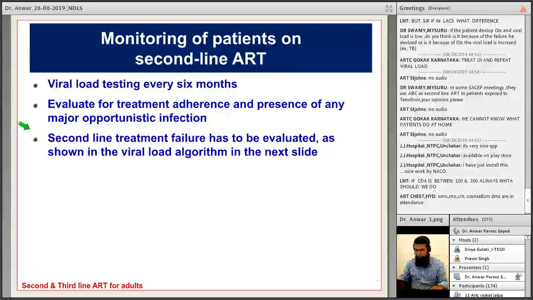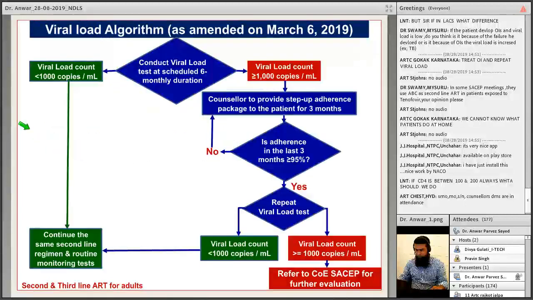And viral load is to be done every 6 months for all patients on second line and third line. And if at any point of time viral load is more than 1000, again the same algorithm is followed: repeating the viral load after 3 months of step-up counseling, just to make sure of adherence. Please remember that if the patient is not adherent to one line of treatment, the patient will not be adherent to the second line of treatment.